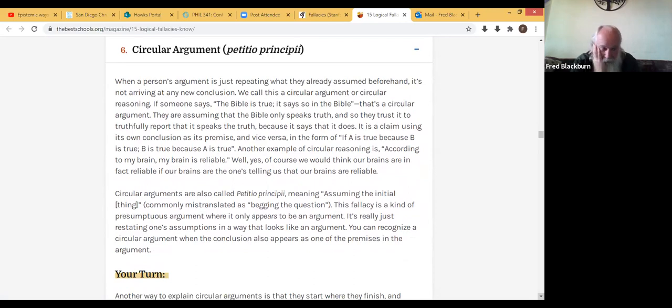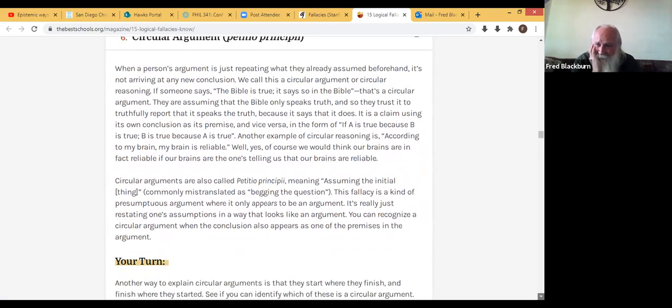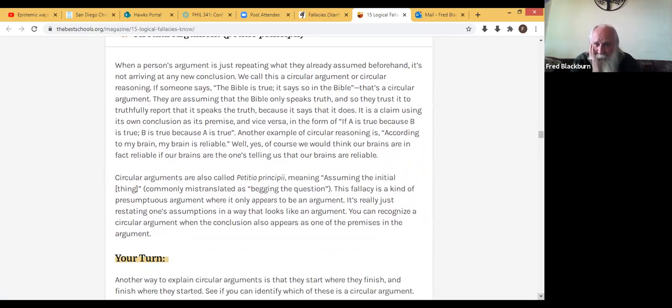Circular argument. Oh man, I see this so much in theology and even in science, oddly enough. When a person's argument is just repeating what they already assumed beforehand, it's not arriving at any new conclusion. We call this circular reasoning. Oh, they used the Bible example. That's the first one I was going to use. The Bible is true. It says so in the Bible.